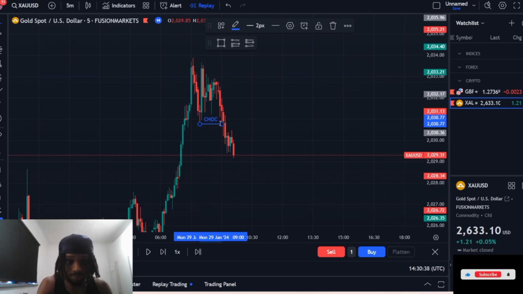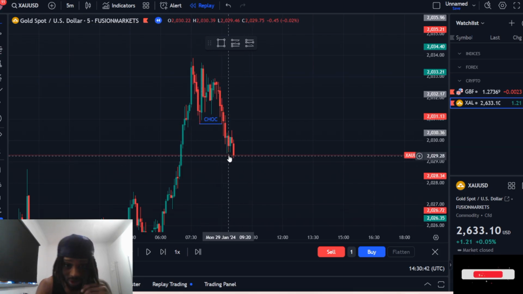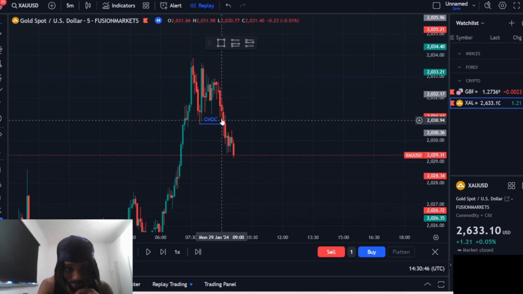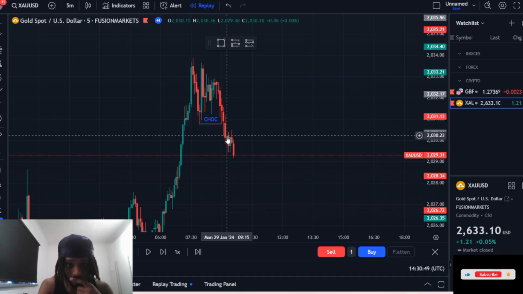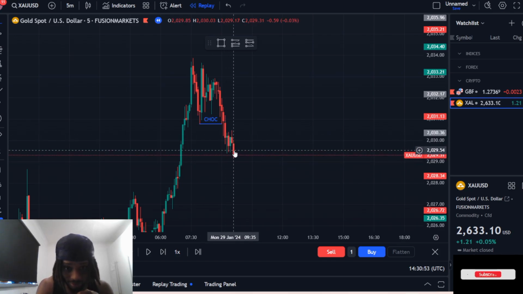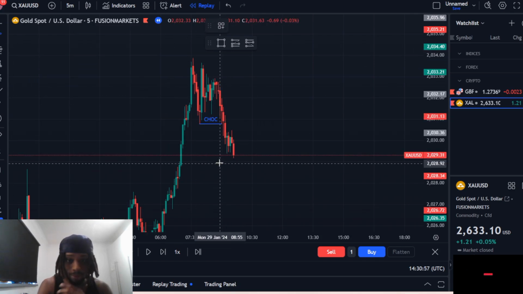Change of character. That's why we're going to note that so you guys can see. And then here, we have the next breakdown of this low. Price was coming down, it started to push back up, started to fight, consolidated, and then broke down again. This is a solid candle here to the right, and we've broken down. So this is what we would call our first break of structure.